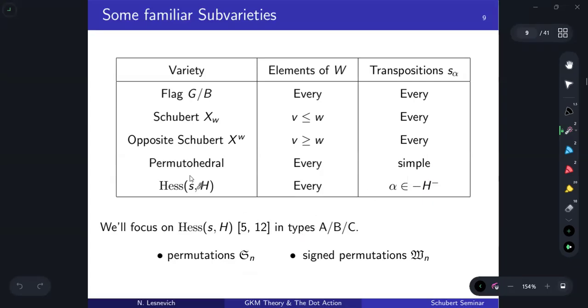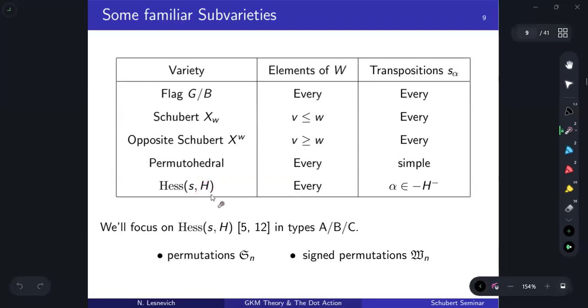And maybe, more generally than flag and permutahedral, if I have a regular semi-simple Hessenberg variety, that's going to contain every single T fixed point, right? So I need every element of my Weyl group, and I'm going to be selective about which transpositions I'm allowed to use based off of how I build my Hessenberg variety.